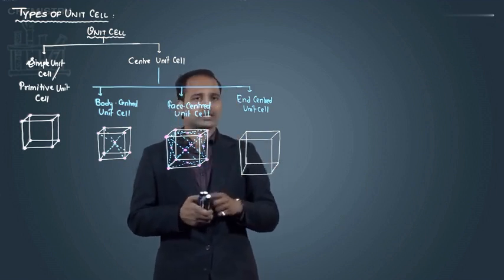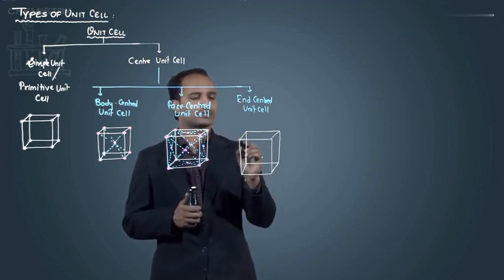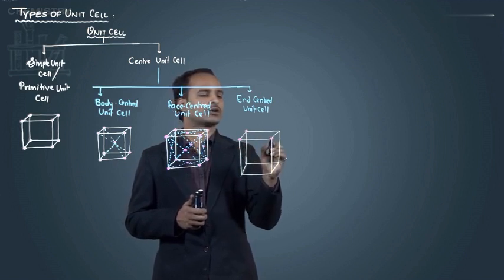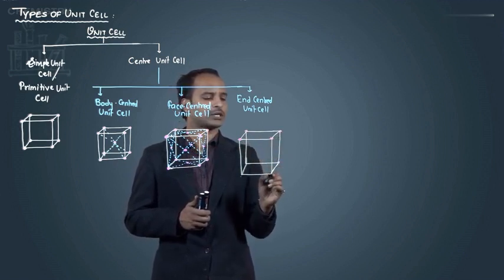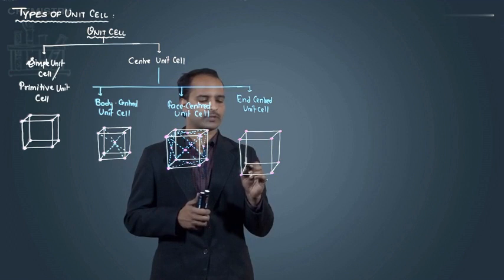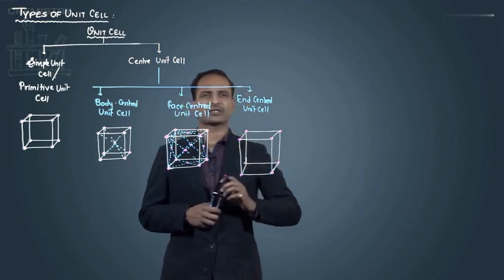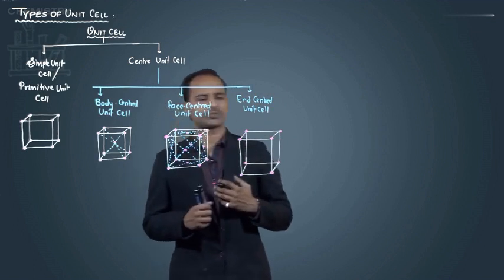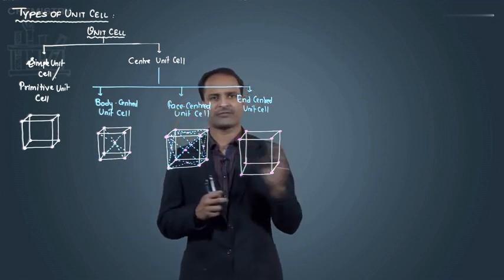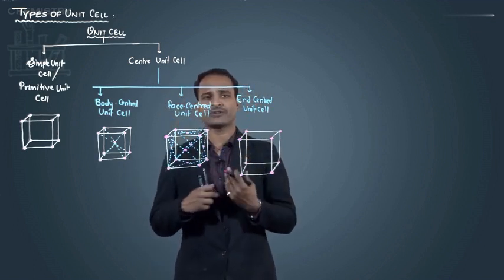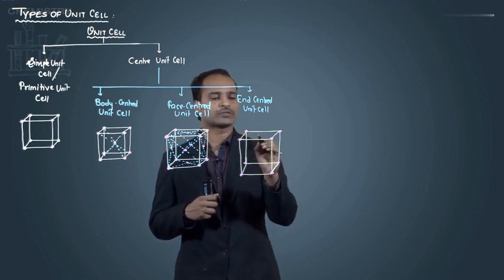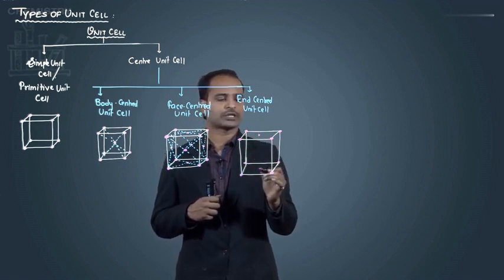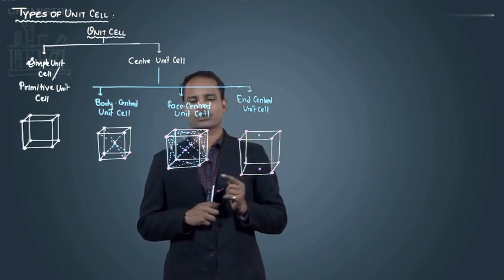End center, this is the unit cell in which the particles are again present on the corner. In all the cases, the particles are present on the corner, as well as in this case, the particles are present at the center of any 2 opposite faces. Those 2 opposite faces may be top, bottom, or left, right, or front and back face of the unit cell. So here, the particles are present on any 2 opposite faces, that is the top, bottom.